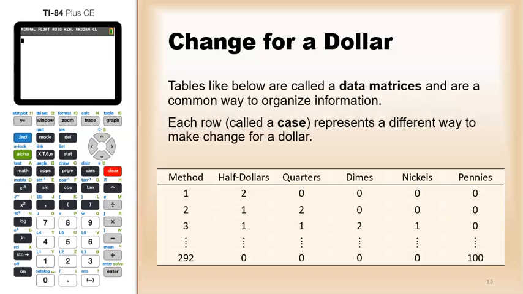And when you make a list, this table for example, these are called data matrices and are a common way to organize information. Each row, you see lists 1, 2, 3, all the way down to 292, are called cases. And these cases represent a different way to make change for a dollar.